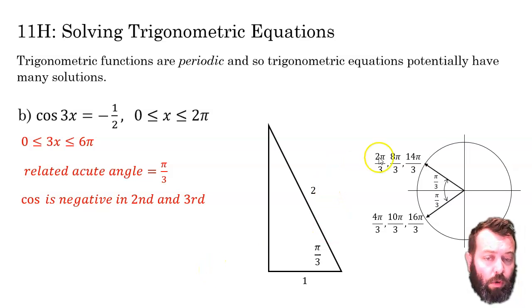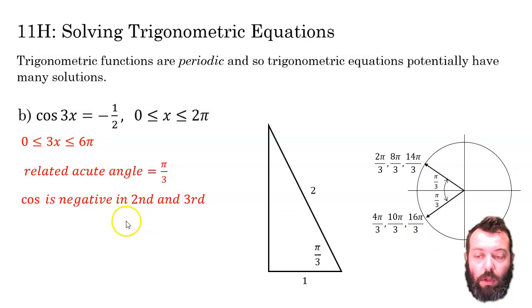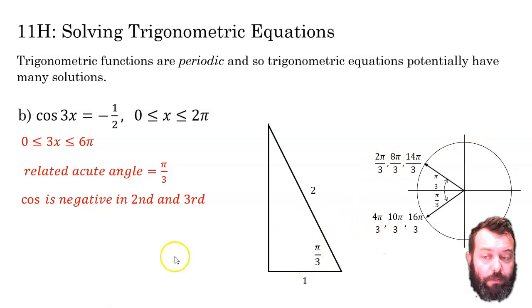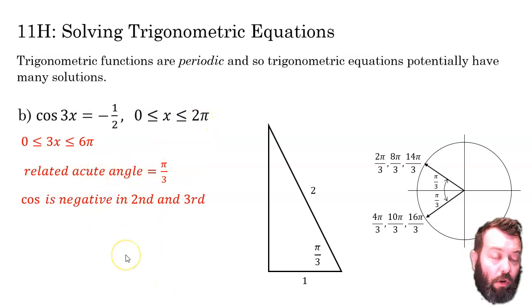You'll notice that all of them, from 2 pi on 3 to 16 pi on 3, all of those solutions are between 0 and 2 pi. And if I did the cos of any of those, I would get an answer of negative 1/2.